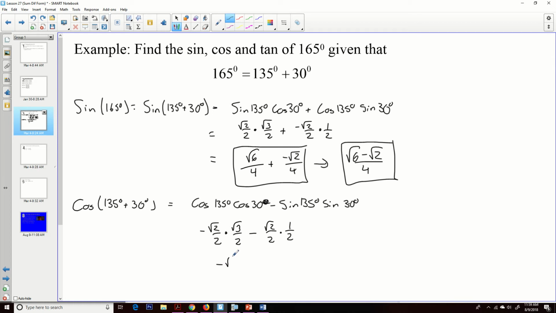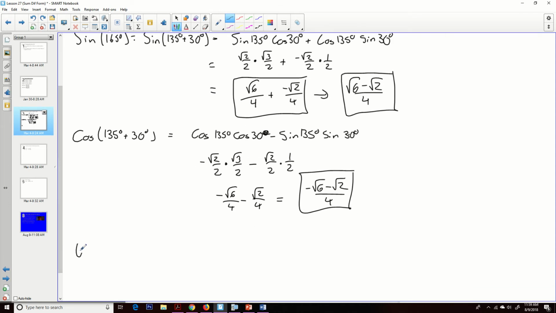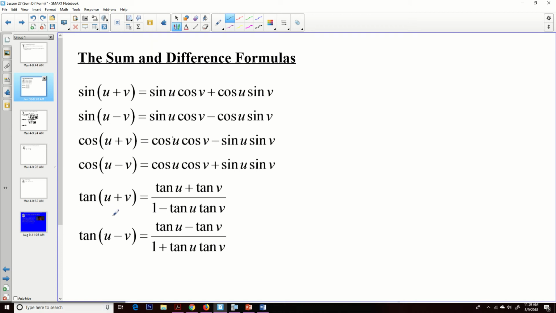And so I get negative square root of 6 over 4 minus square root of 2 over 4, which, again, you can leave it like that, or negative square root of 6 minus square root of 2 all over 4. Boom, done. Next, the tangent of 135 degrees plus 30 degrees. Of course, tangent is going to be the most complex. And we have a sum here, so it's tangent u plus tangent v over 1 minus tangent u tangent v.